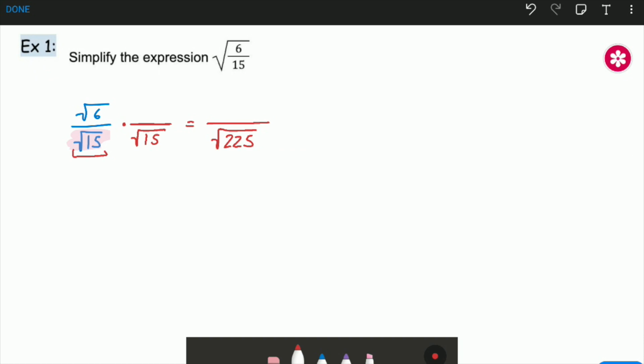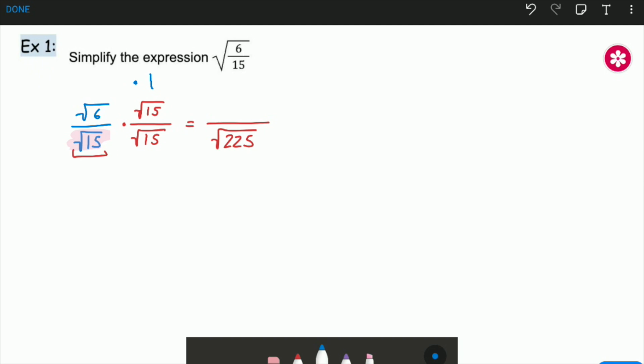Now, we can't just change the bottom. We have to do things to balance it out. So if we multiply the bottom by the square root of 15, we also have to multiply the top by the square root of 15. This means essentially what we're doing is multiplying by 1, and if you know anything about math, multiplying by 1 doesn't actually change the value of the expression. 5 times 1 is still 5. So multiplying by 1 isn't changing the value, but it will change what it looks like here.